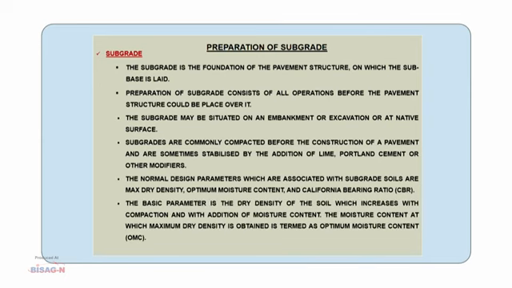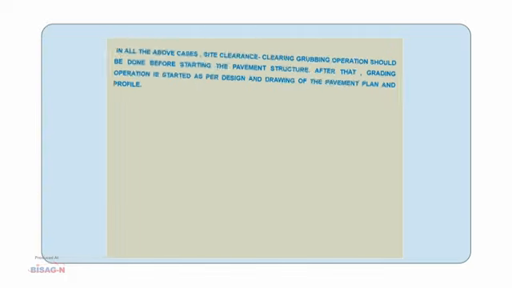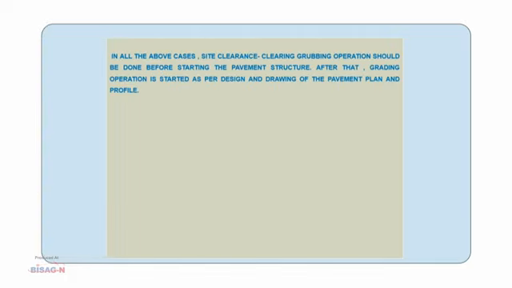The next basic parameter is the dry density of soil, which increases with compaction and with addition of moisture content. The moisture content at which maximum dry density is obtained is termed the optimum moisture content, that is the OMC. In all the above cases, the site clearing and grubbing operations should be done before starting the pavement structure. After that, the grading operation is started as per the design and drawing of the pavement plan and profile.